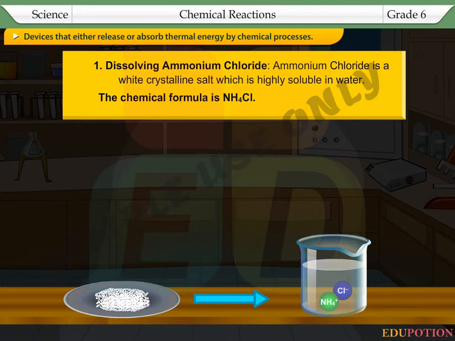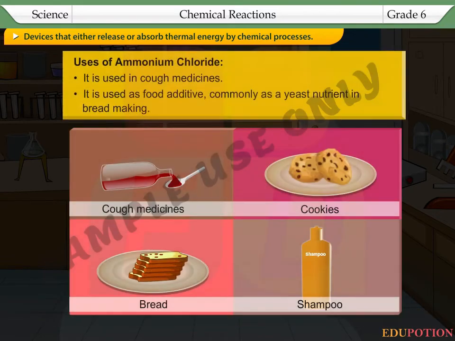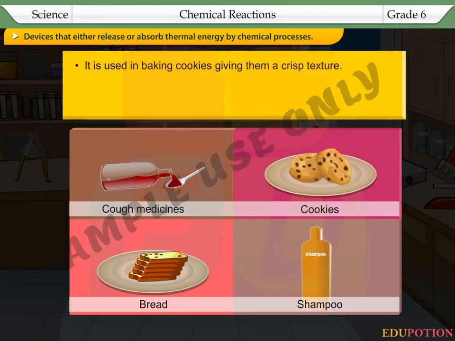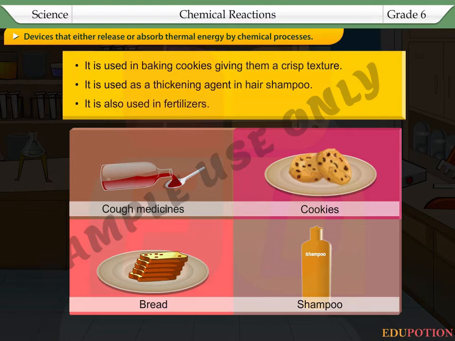The chemical formula is NH4Cl. Uses of ammonium chloride. It is used in cough medicines. It is used as food additive, commonly as a yeast nutrient in bread making. It is used in baking cookies, giving them a crisp texture. It is used as a thickening agent in hair shampoo. It is also used in fertilizers.